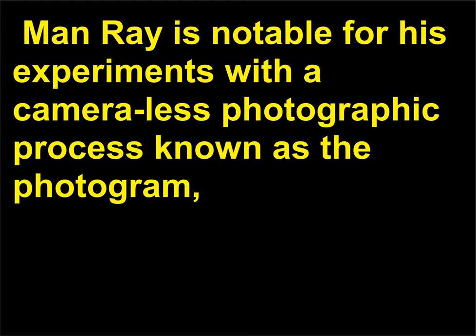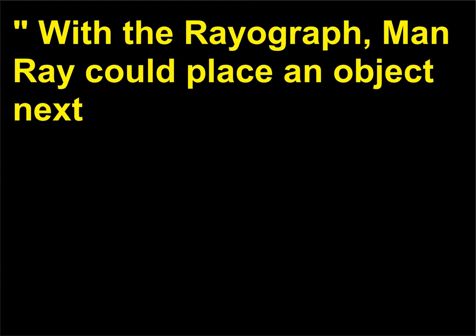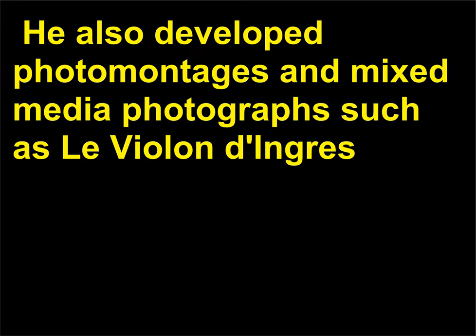Man Ray is notable for his experiments with a camera-less photographic process known as the photogram, but which he called the rayograph. With the rayograph, Man Ray could place an object next to light-sensitive paper to create automatic images. He also developed photomontages and mixed-media photographs such as Le Violon d'Ingres.